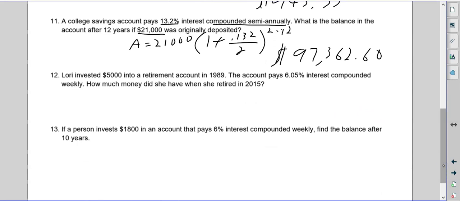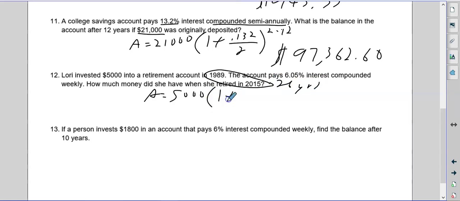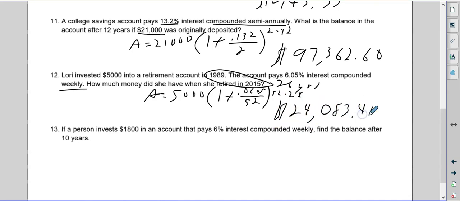Right? Lori invested $5,000 in her retirement account in 1989. We're going to have to subtract those two to get 26 years. 1 plus, all these are plus. 6.05, that's 0.0605. Compounded weekly, there's 52 weeks in a year. That number goes there and there. And then that's times 26 that we calculated earlier. Now when we do that, we get $24,083.41.